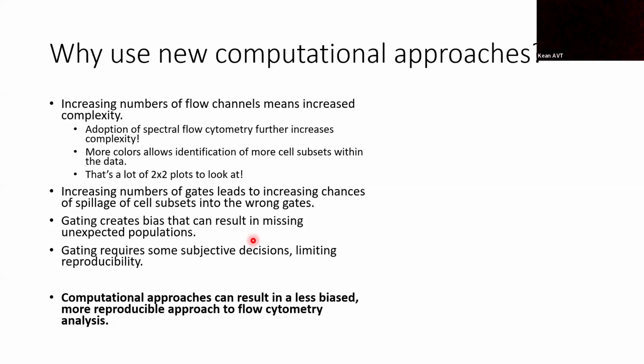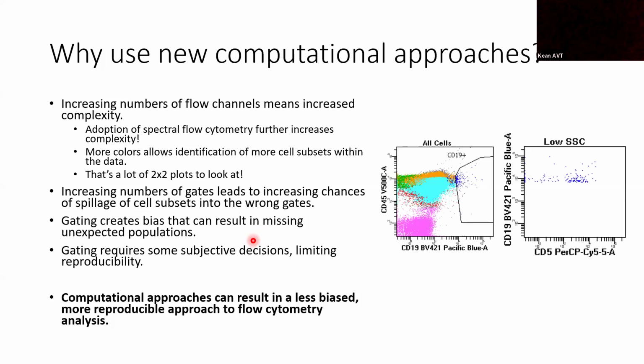Increased numbers of gates can also lead to increasing chances of spillage of cells into the wrong gates. So for example, if we're looking for chronic lymphocytic leukemia, which is characterized by CD19 positive, CD5 positive B cells, if we have a little bit of spillage into that gate, someone who's not very familiar with looking at the data might say, oh, look, we've got a small amount of CLL there. But if we're using newer computational methods, maybe we can help reduce some of those problems.